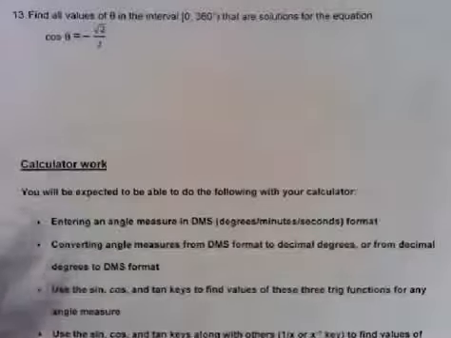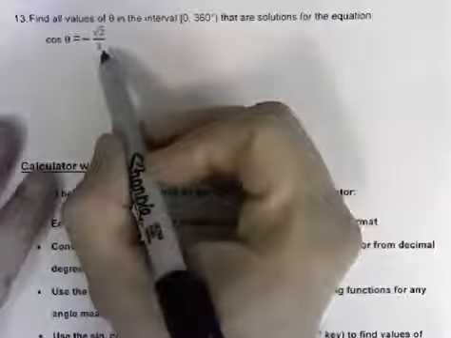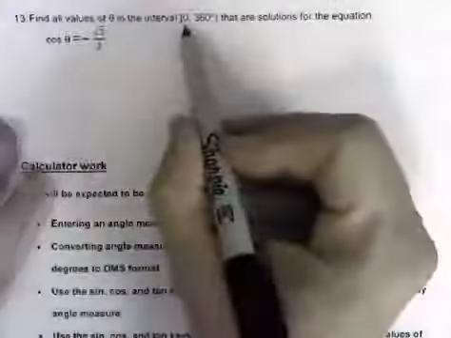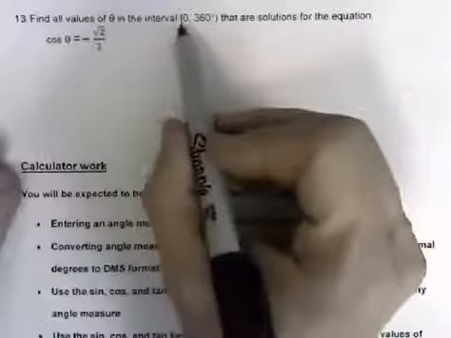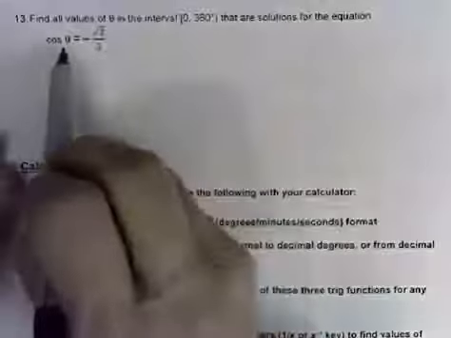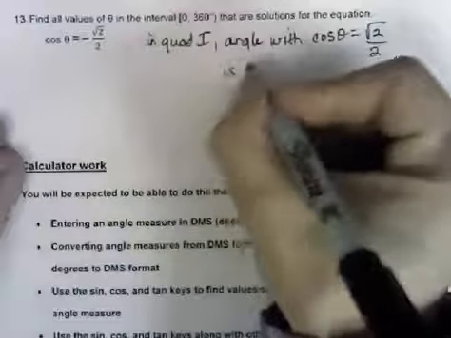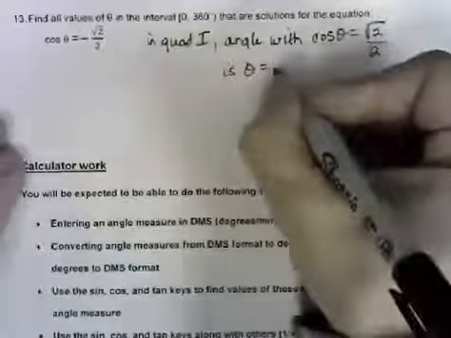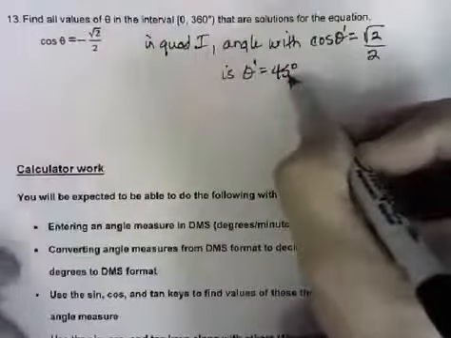Another way we can use those special angle values is if we have a value and we're trying to find the angle. In this one, we're trying to find all the values of theta between 0 and 360 that would be solutions for this. In other words, we're trying to find all the angles that would have this value for the cosine. So in the first quadrant, the angle where cosine of theta is the positive square root of 2/2 is theta equals 45 degrees.